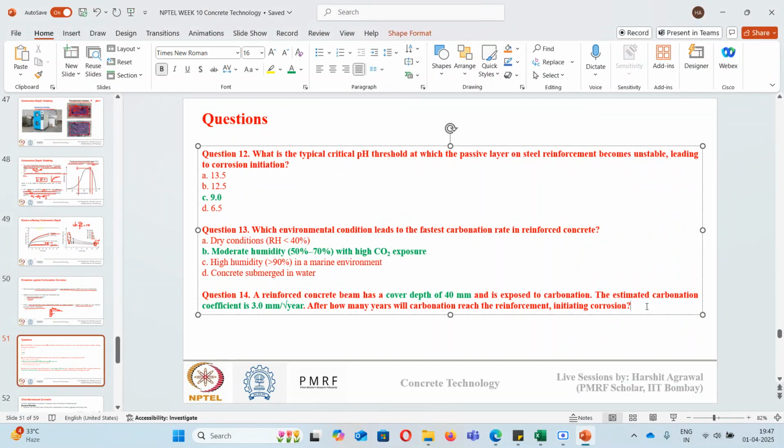Can anyone try this question? How can you solve this question? You know the equation which governs the rate of carbonation. Two values are given to you. You just need to put the two values and calculate the time.